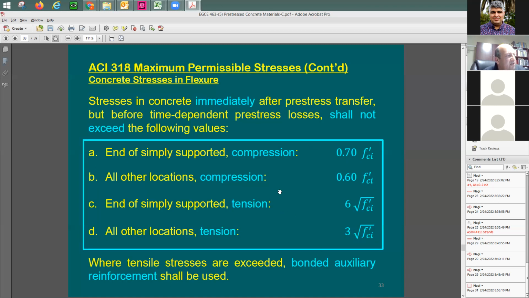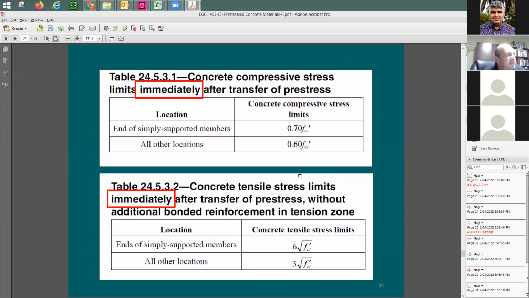Okay, this is good. I see here in the slide that I put together myself. How about the code section? Here's the code section, the table taken from the ACI. 0.7 and 0.6. Now we know where it's coming from. It says here this is the concrete tensile stress limit immediately after transfer. This is why I put this immediately in a box.